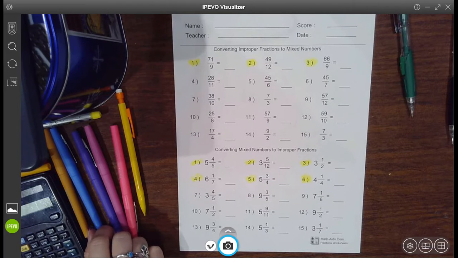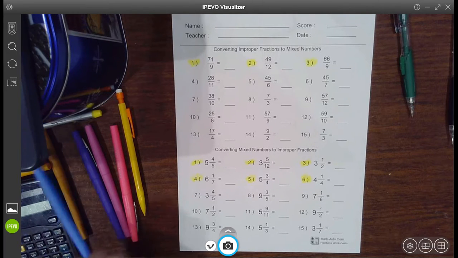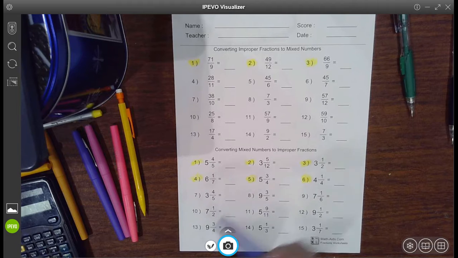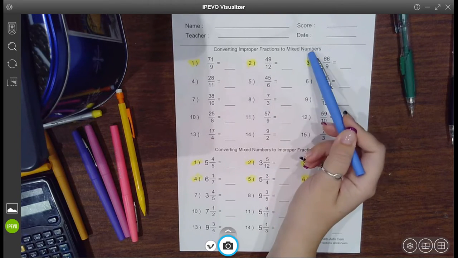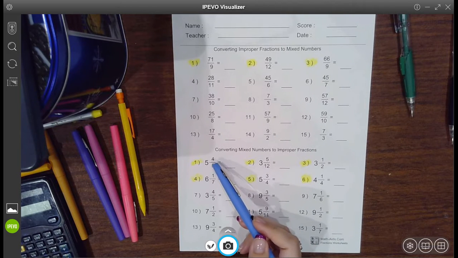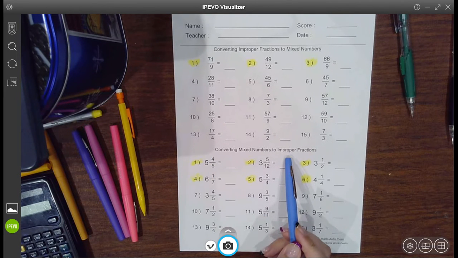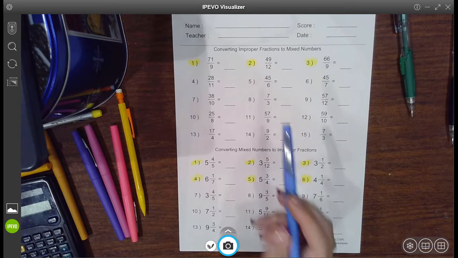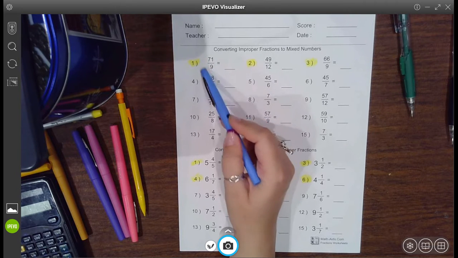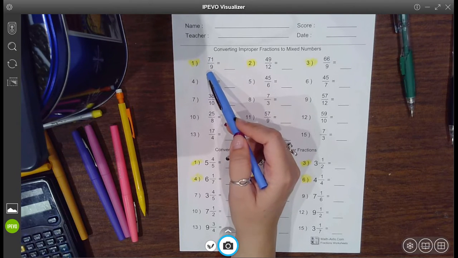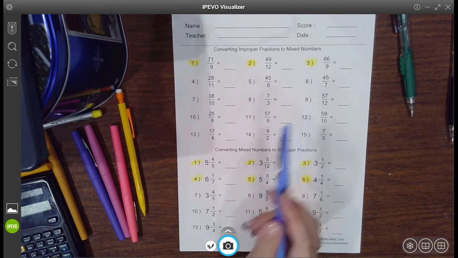Hello, my little mathematicians. Today we are going to review how to convert improper fractions into mixed numbers and also how to do mixed numbers back into improper fractions. We need to know how to do both of these skills because if we end a problem with an improper fraction, we want to change our final answer back to a mixed number.